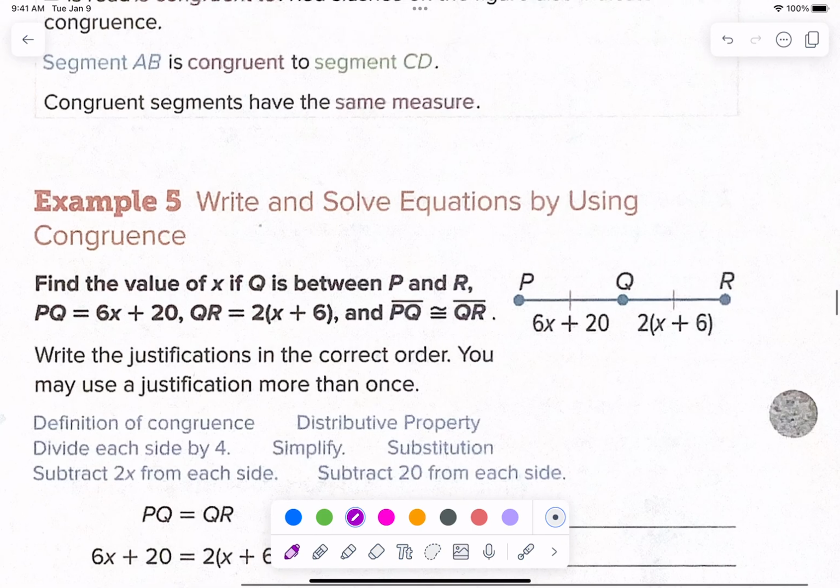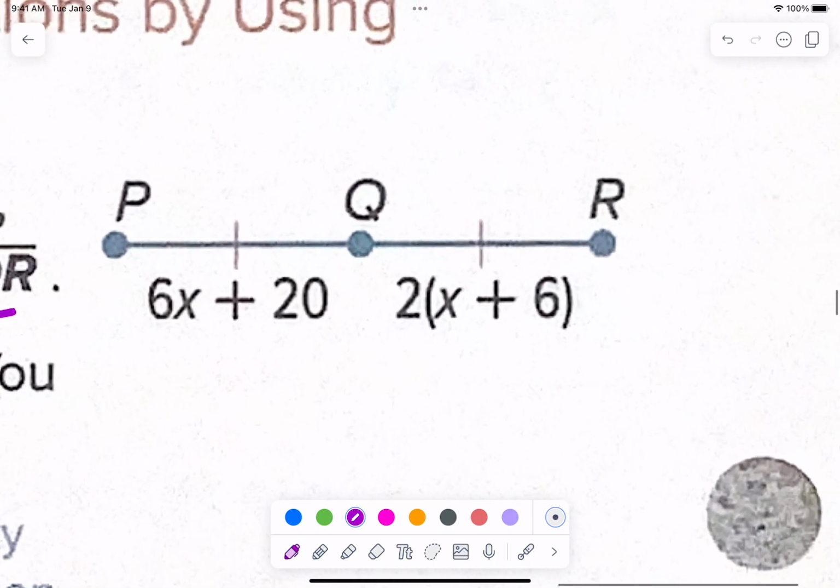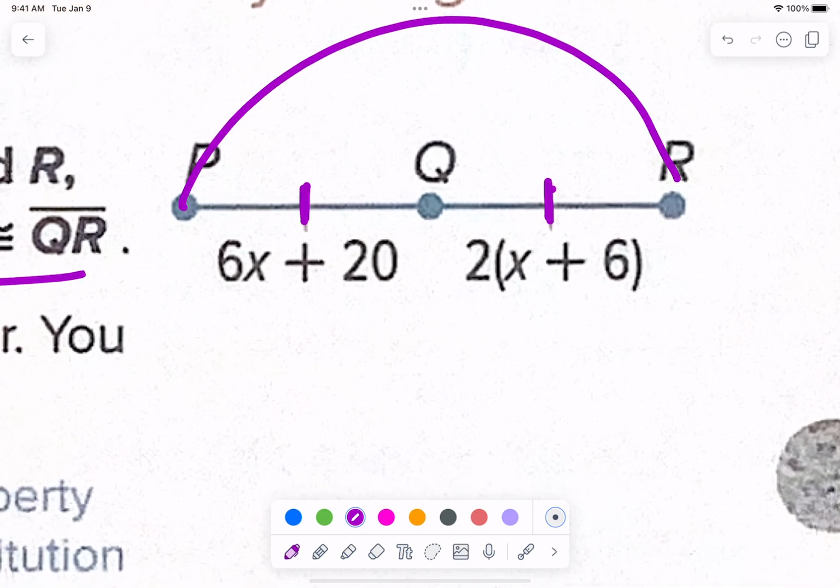All right, down here in this diagram, they say find the value of x if Q is between P and R and all the rest of the stuff, and PQ is congruent to QR. I know by looking at the diagram that they're congruent because of the tick marks. Now, the problem with this is that they don't give me the full distance.